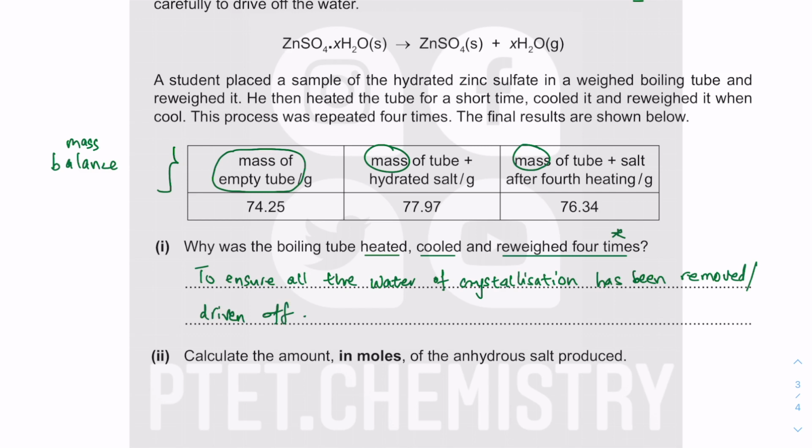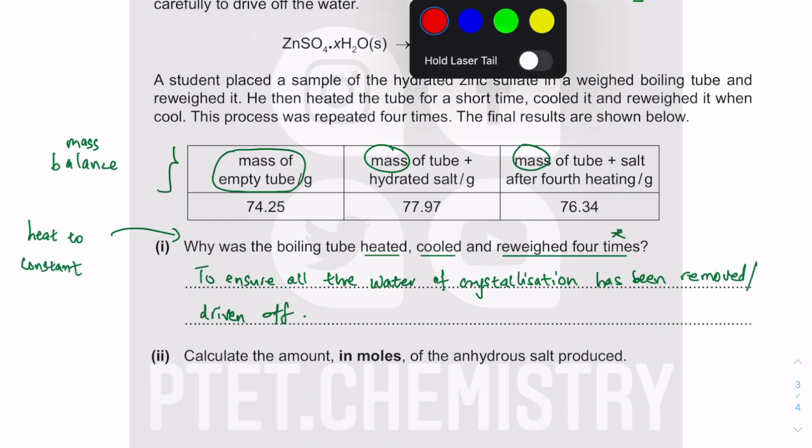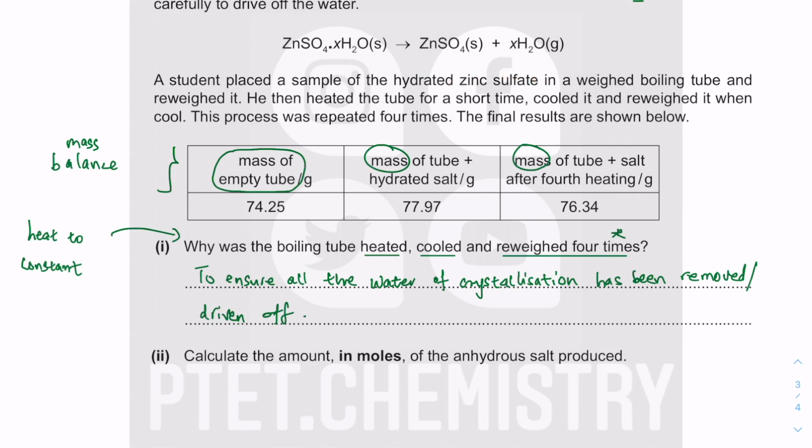Okay, so this is called heat to constant mass. Sometimes the question will say, what should you do to ensure that your experimental strategy is as valid or as accurate as possible? You want to heat to constant mass so that you reweigh after the second, the third, and the fourth, it gives you the same value, because there's no further change in the mass when all the water has been driven off.